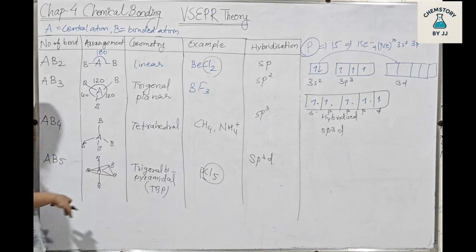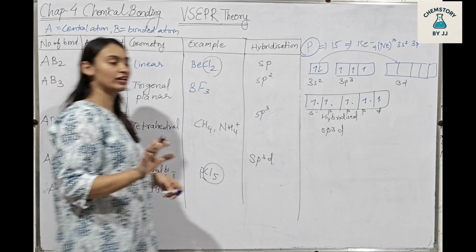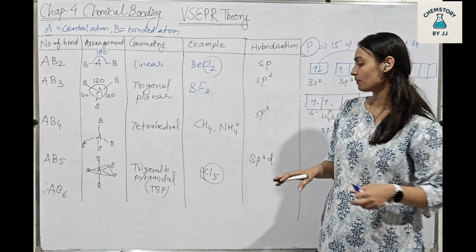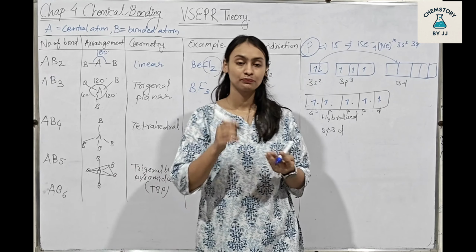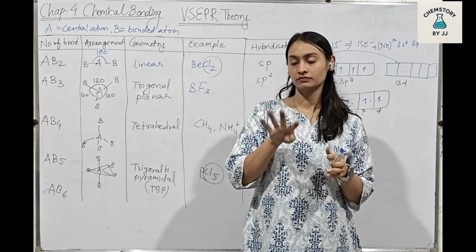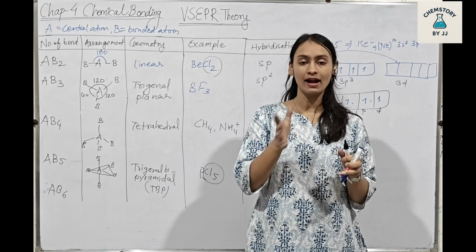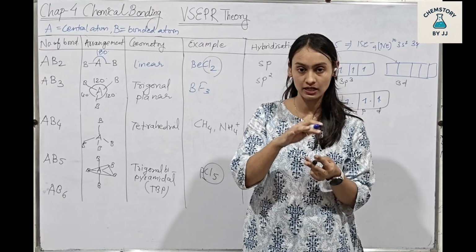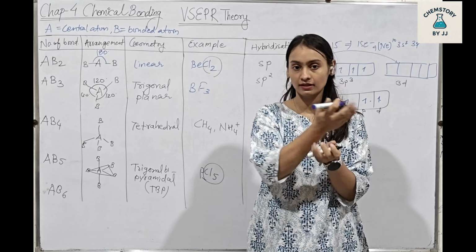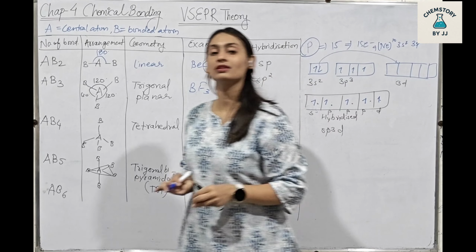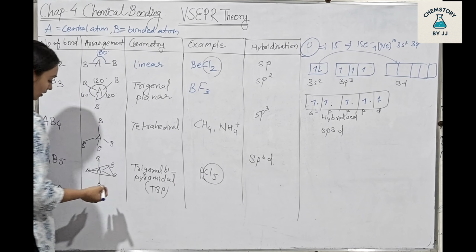Moving forward to the last one, which is AB6. See, this is very well known. If I talk about AB6, assume the structure like this, right? There would be four atoms that will be bonded in a single plane, and two will be on the top, like that. Okay, 4 atoms in a single plane, 2 at the top. This structure is known as octahedral.